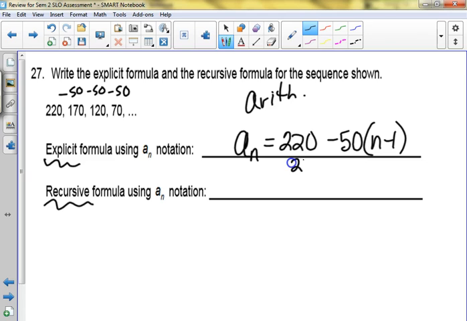Or 270 minus 50n. Somebody check if I reduced that right. That's optional. You can leave it. I don't really care. What about recursive? Two parts. You can put that in front or back, but you have to have it.